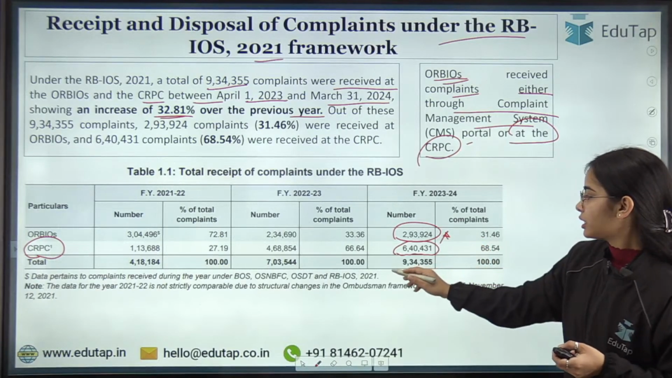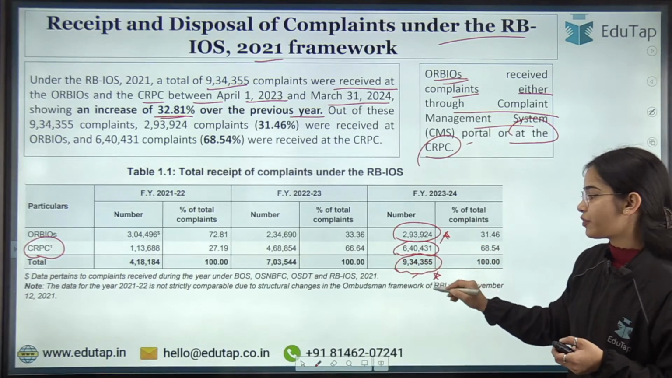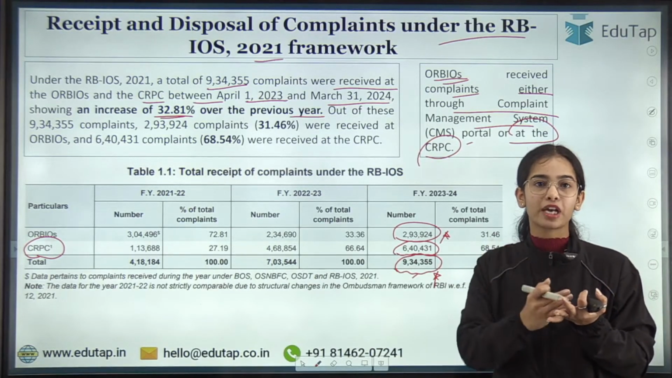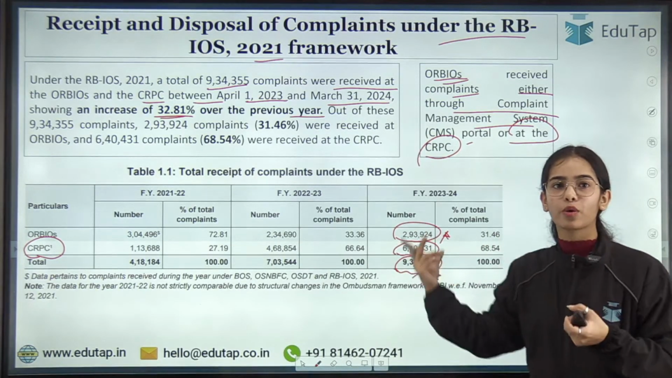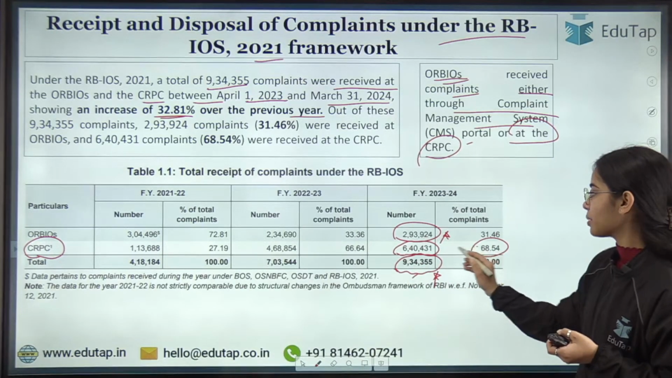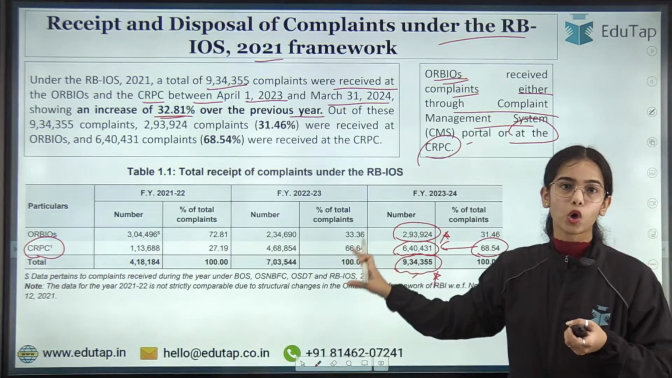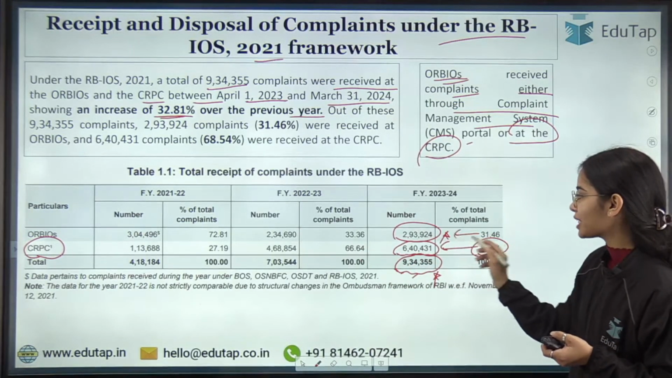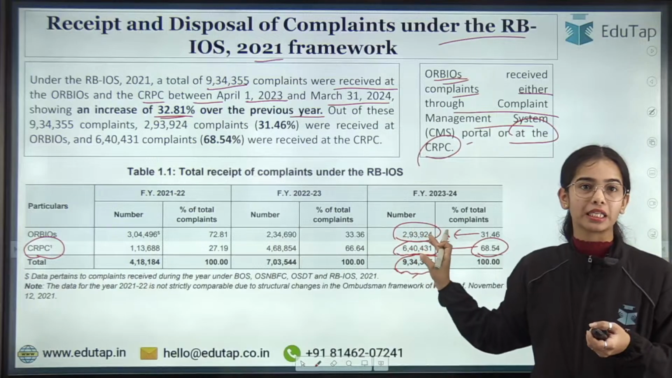So in total, there were 9,34,355 complaints received in the financial year 2023-24, and out of that, 68% of complaints were processed by the CRPC, and the rest of the complaints were processed by the offices.